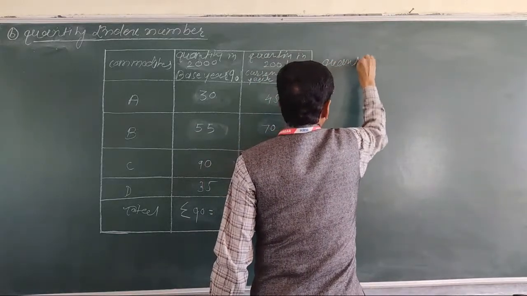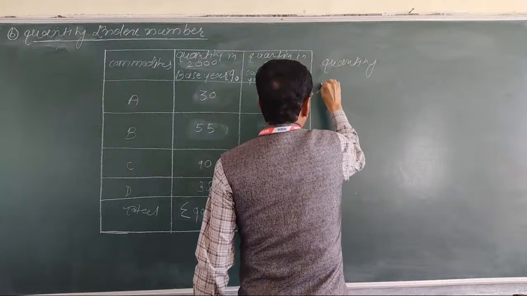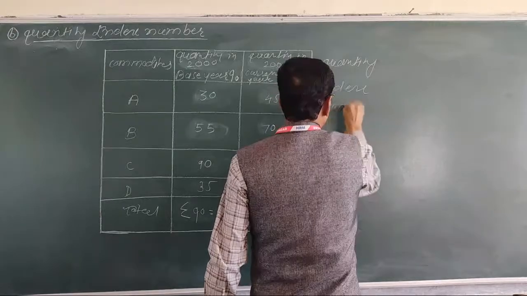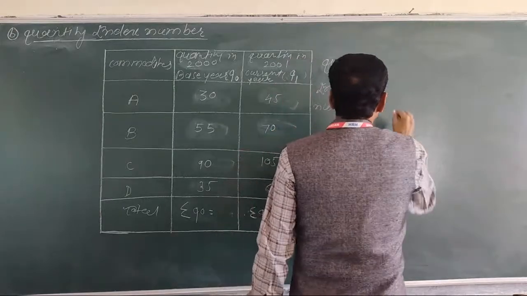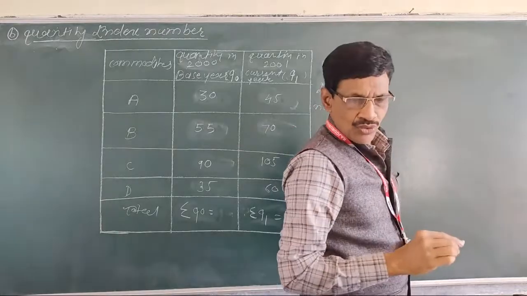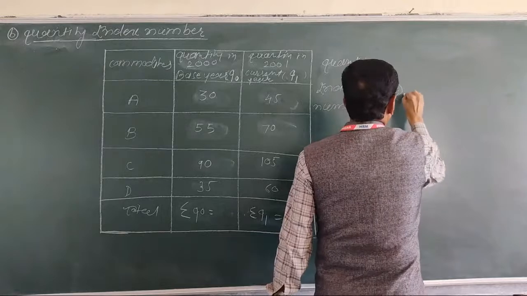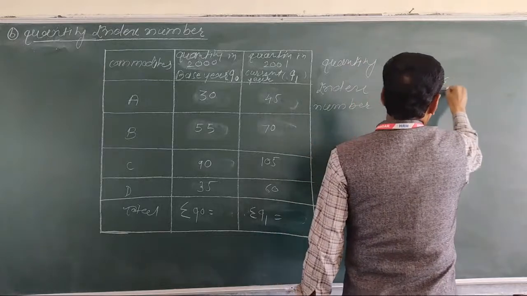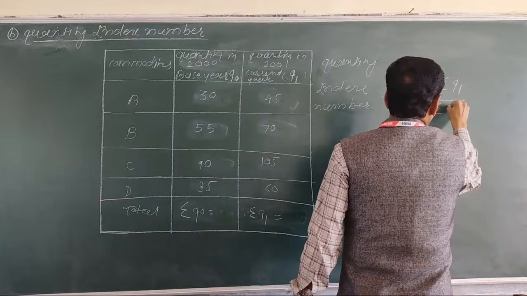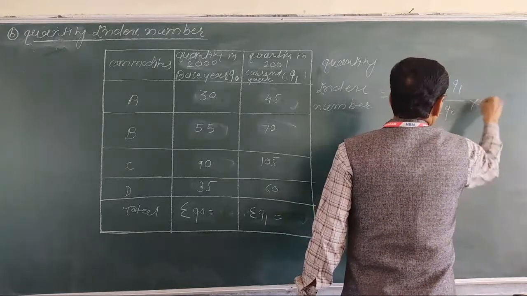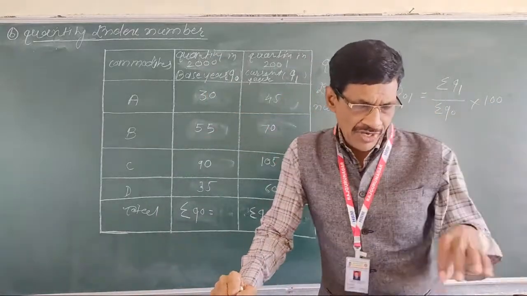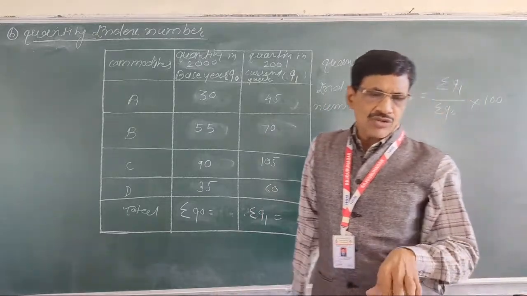Quantity index number Q01 is equal to summation Q1 upon summation Q0, into 100.